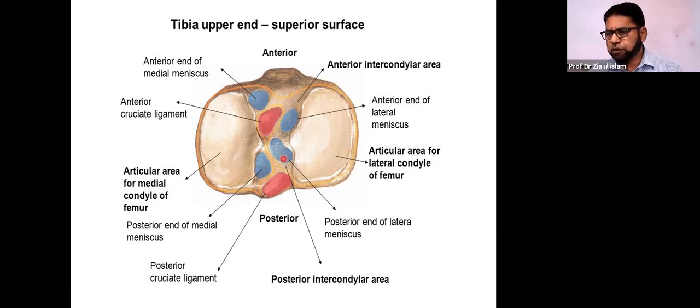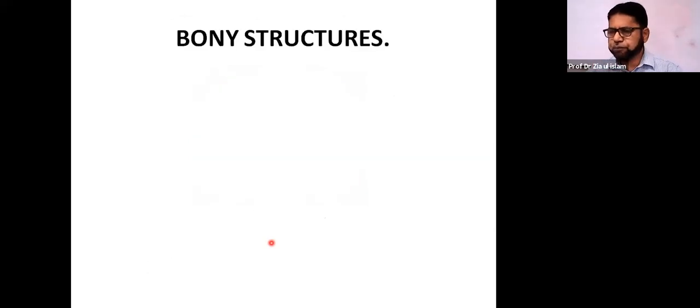So if we look at the anterior intercondylar area, the cruciate ligament here lies between the two menisci. Anterior cruciate ligament lies between the anterior end of the medial meniscus and the anterior end of the lateral meniscus. Whereas posteriorly, the posterior cruciate ligament attaches most posteriorly, that is behind the posterior ends of the medial and the lateral menisci. So this is the feature present on the surface of the tibia.